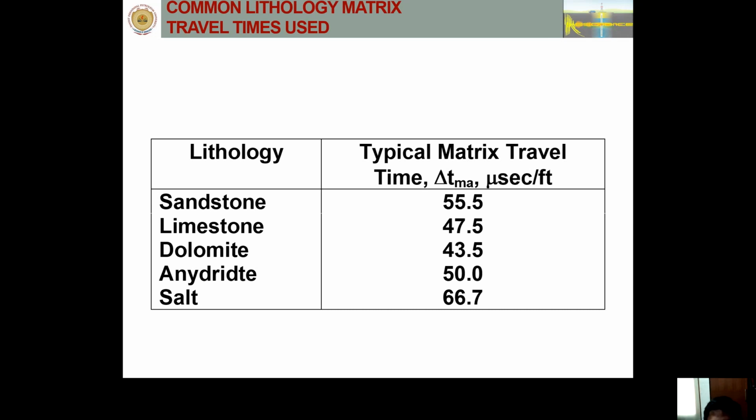This gives a common lithology versus typical matrix travel time. Sandstone has a travel time delta T max in microseconds per foot of 55.5. Limestone, the value is 47.5. Dolomite 43.5. Anhydrite will be 50.0 and salt 66.7.